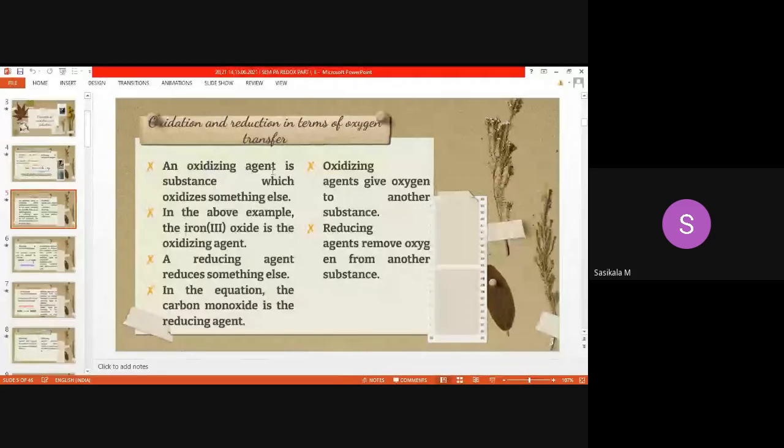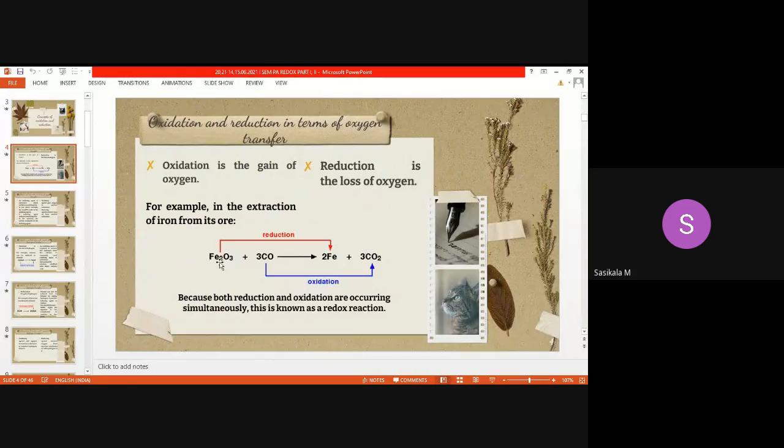An oxidizing agent is a substance which oxidizes something else. Here, ferric oxide oxidizes carbon monoxide to carbon dioxide, so ferric oxide is the oxidizing agent. Carbon monoxide takes oxygen from the ferric oxide and reduces it, so carbon monoxide is the reducing agent, right? All are listening, no?